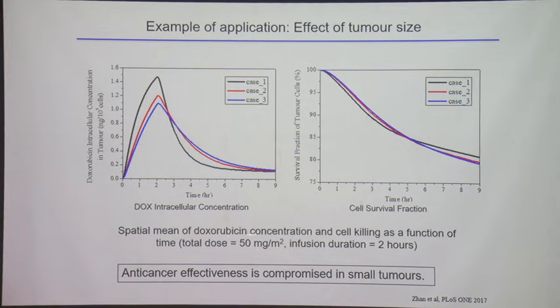So what we've learned from this analysis is that the anti-cancer effectiveness is compromised in small tumors through this model analysis. This is consistent with experimental findings. There are experiments reported in the literature on the effect of a treatment on different sizes of tumors.